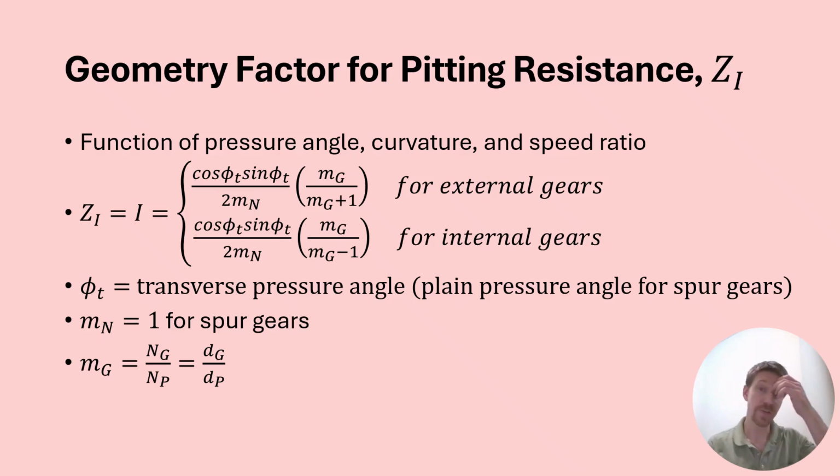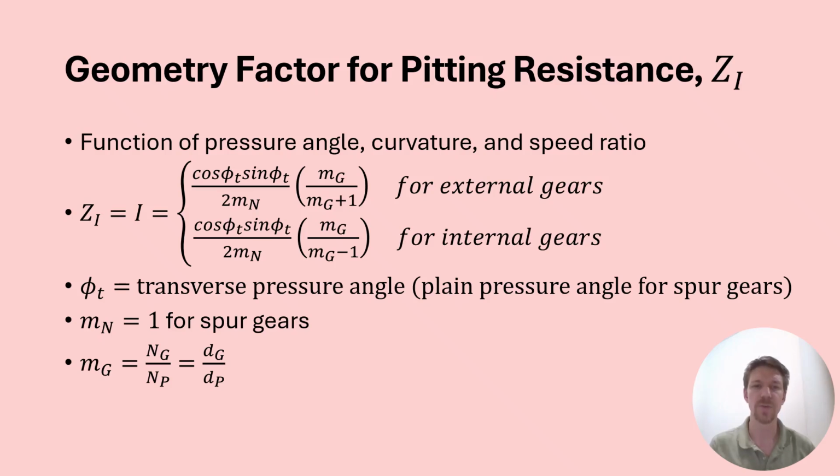Here's the geometry factor for pitting resistance. It's a function of the pressure angle, curvature, and speed ratio. So if I've got external gears, I have to use the top form. If I have internal gears, I have to use the bottom form here. When we say speed ratio, we mean either the ratio of the number of teeth of the gear to the pinion or the diameter of the gear to the pinion. That's the M sub G.